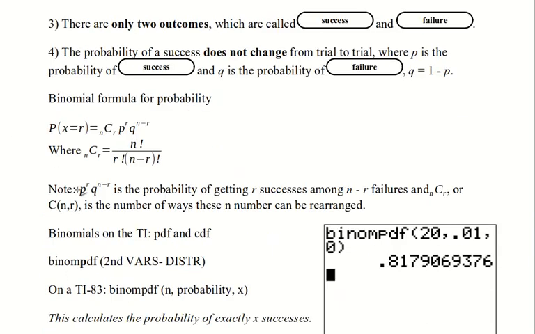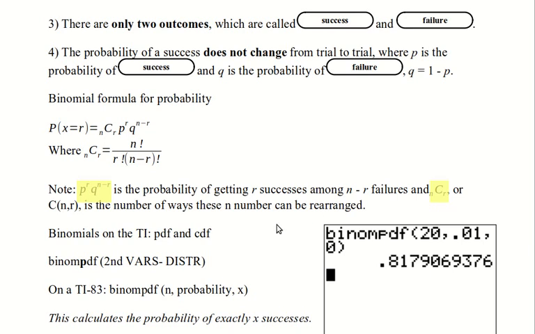If we look at the p's and the q's, p to the r and q to the n minus r, that is the probability of getting r successes among n minus r failures. And the combination, n choose r, is the number of ways the r successes can be arranged among the total of n.